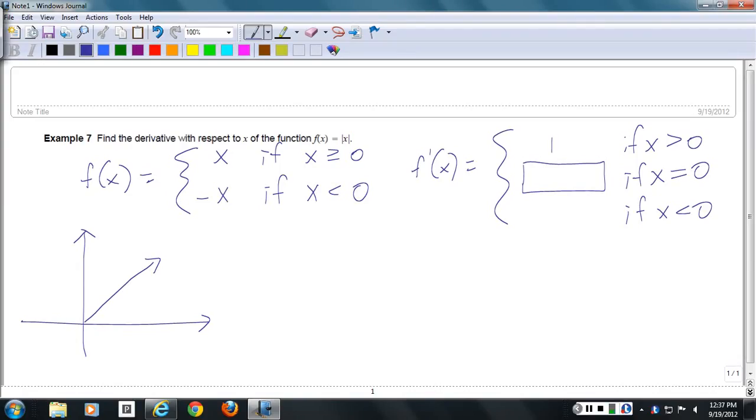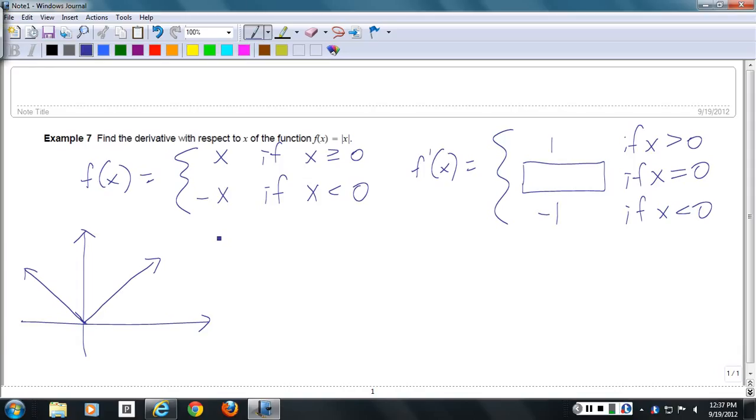If x is less than 0, the value of the derivative is going to be the slope of this piece of the graph, which is negative 1. The slope of y equals negative x is negative 1. So negative 1. But I can't just get the derivative at 0 because 0 is not inside of either one of these open intervals. It's not in the open interval from 0 to positive infinity or from negative infinity to 0. It's an endpoint. So we have to do it like this.